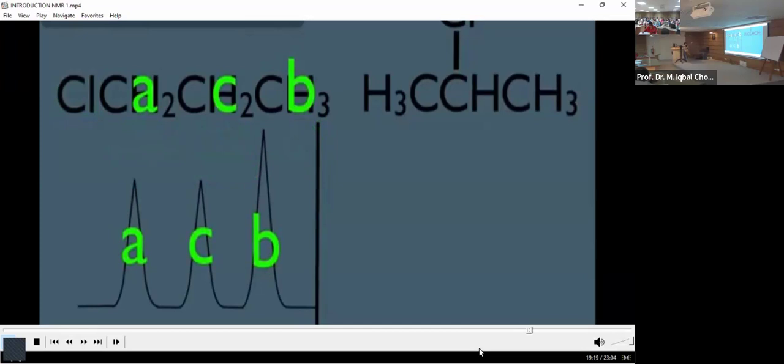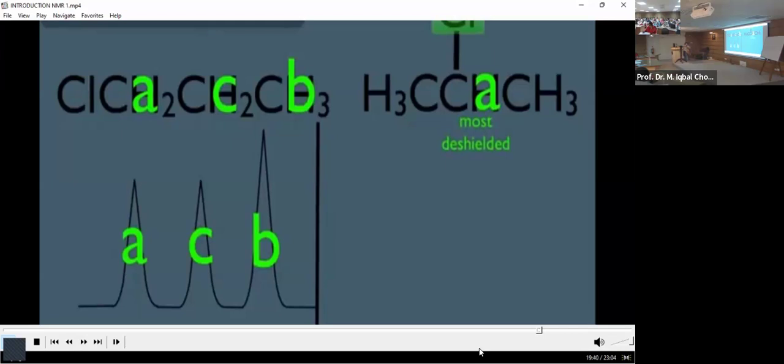Now let's do the same type of analysis on 2-chloropropane. Again, we focus on the Cl right here being very electronegative, and let's call this hydrogen right here the A-type hydrogen. Notice out of all the hydrogens in this molecule, he's the closest to Cl. So he should be the most deshielded hydrogen.